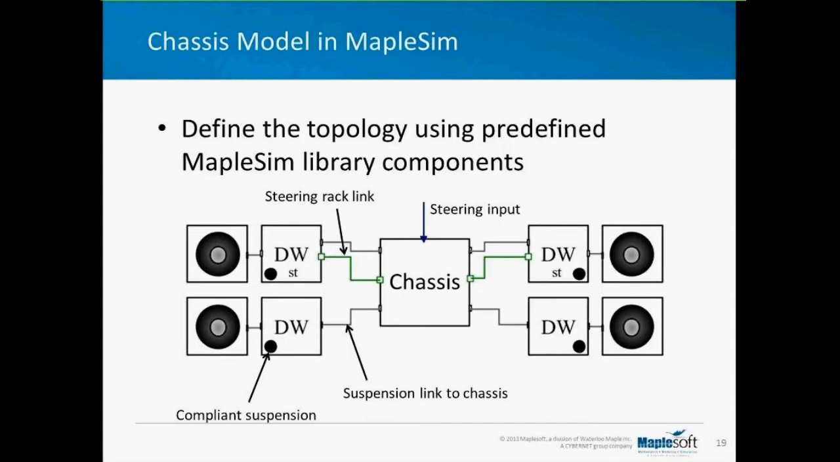So here's the overview of the chassis model, as it's defined in the MapleSim user interface. In the middle, we have the chassis, and the input to this subsystem is the steering input. And then at each of the four corners, we have a double wishbone suspension. As was mentioned, the front is steered, which is why we have the additional green link. And the black dot means that in this example, we're using a compliant suspension. And then on the outside, we have the four wheels.